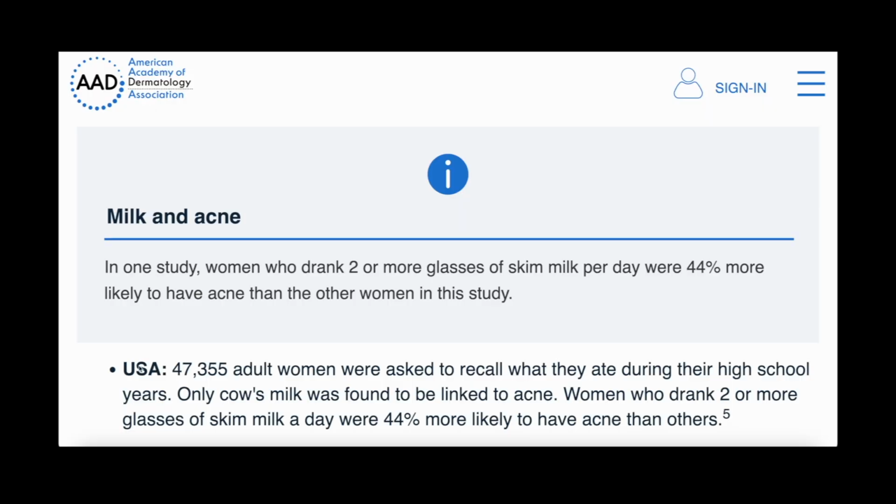Other studies show that all kinds of cow milk can make acne worse. In one study, around 50,000 US women shared what they ate during high school. Only cow's milk was found to be linked to acne, with those drinking it being 44% more likely to have acne than others. These studies seem conclusive. It sounds like high sugar diets and things like milk can and do affect your acne severity. But things aren't necessarily so straightforward.